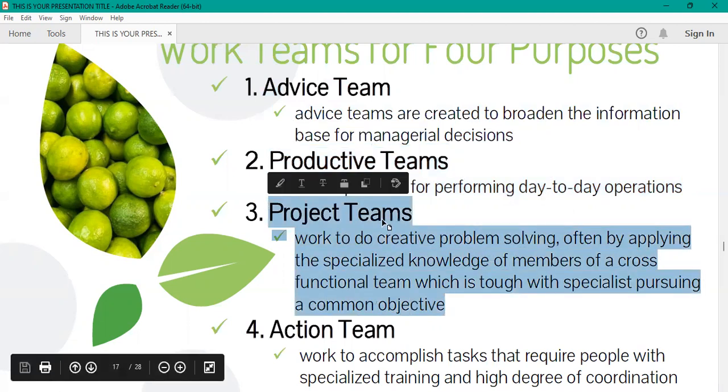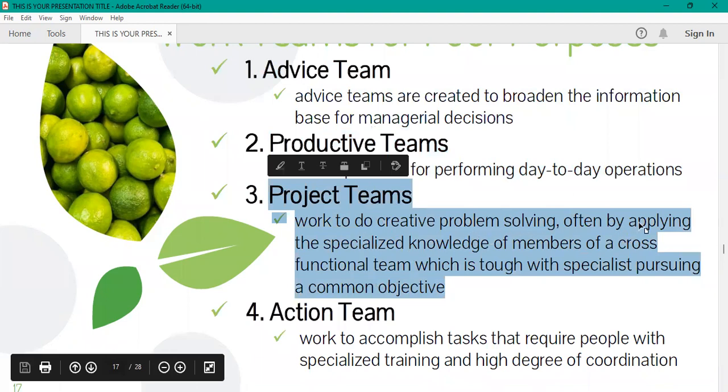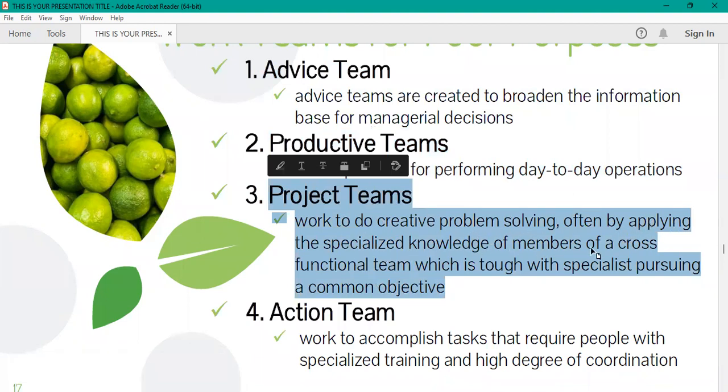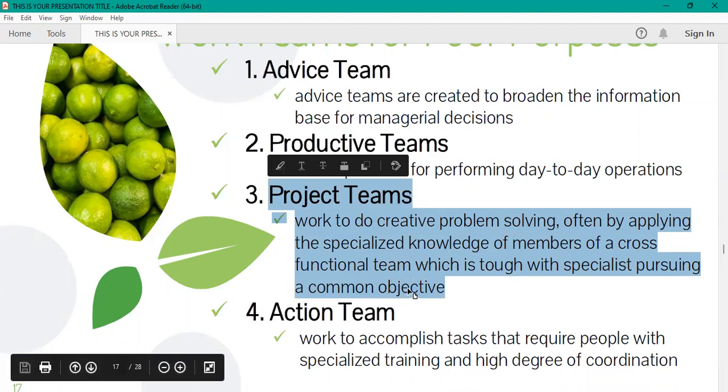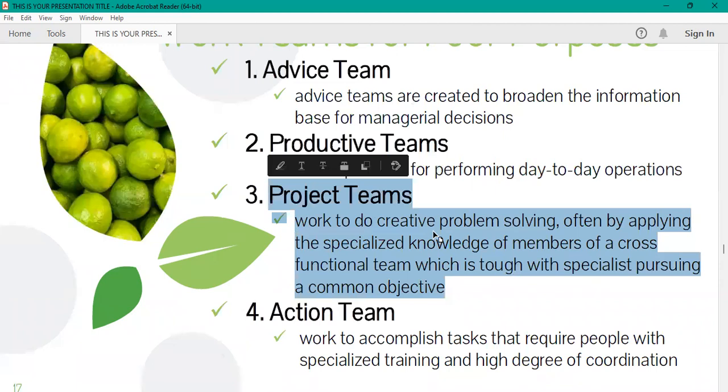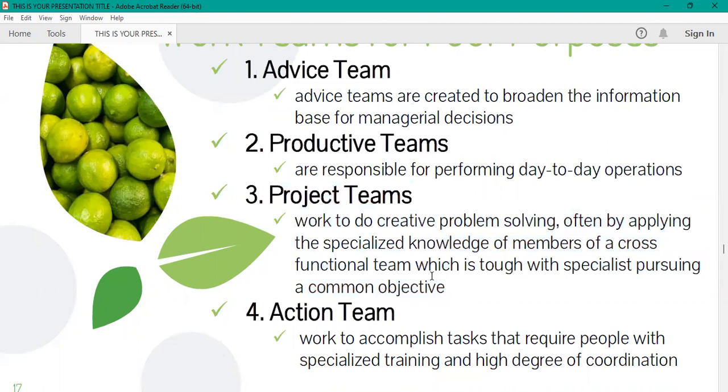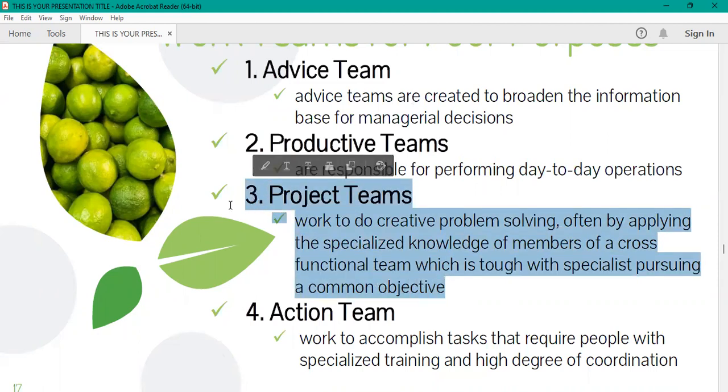Next would be the project team. They work to do creative problem solving, often by applying the specialized knowledge of members across functional teams, tasked with pursuing a common objective. So it is more on applying your specialization in a cross-functional team with other people, other teams. For example, if you are assigned to the roof of a house, you focus on the roof, while others focus on the posts, the walls, and so on. So that is the project team.